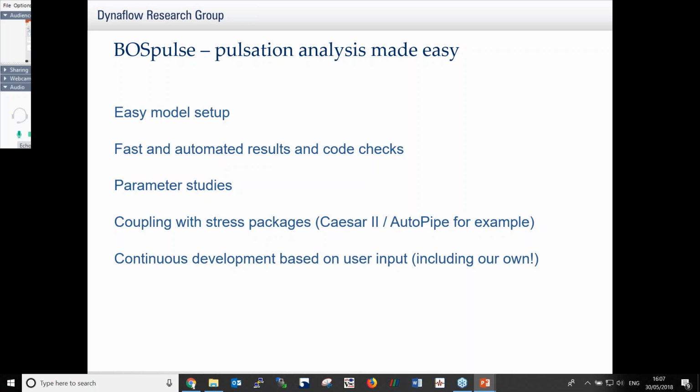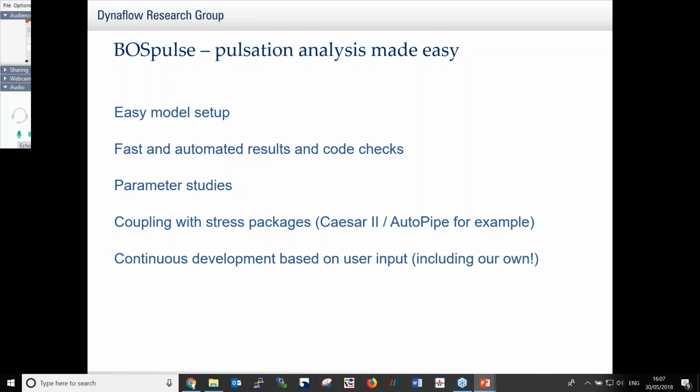So that's the next point, our strong point in our opinion, that is fast and automated results and code checks. There we try to minimize the user input and any steps necessary to generate sufficient output. We're trying to automate that so that the user only has to focus on what really matters, how to analyze the system, and not be involved with any computational stability or those types of things.